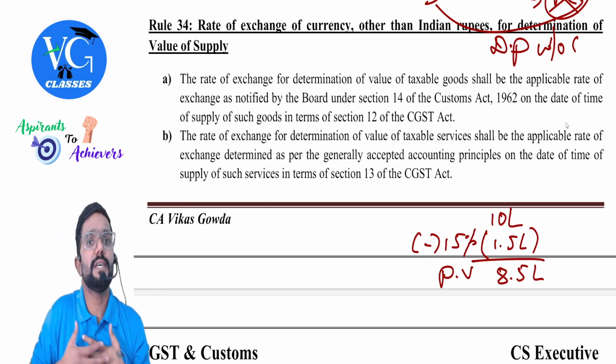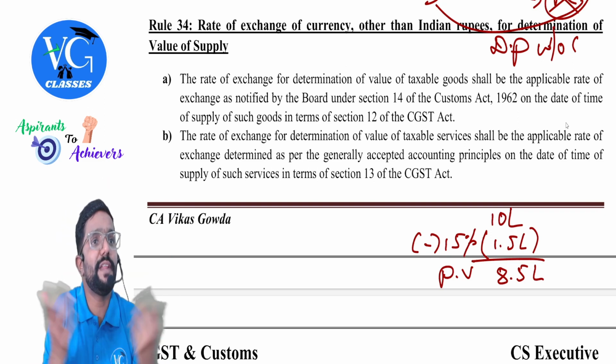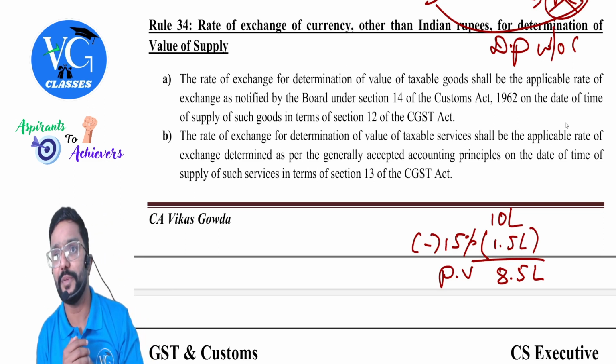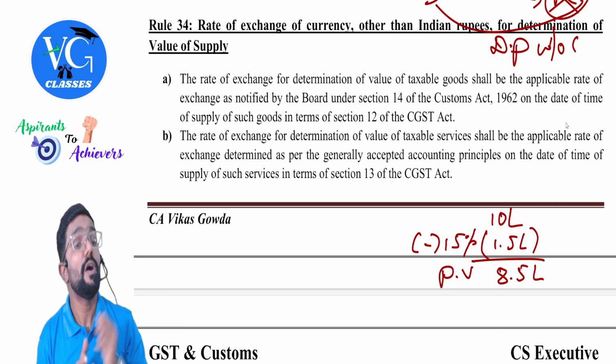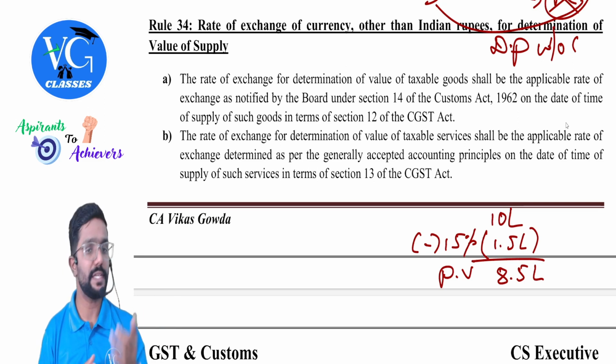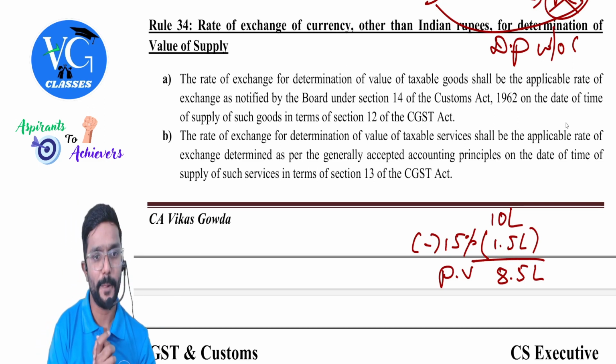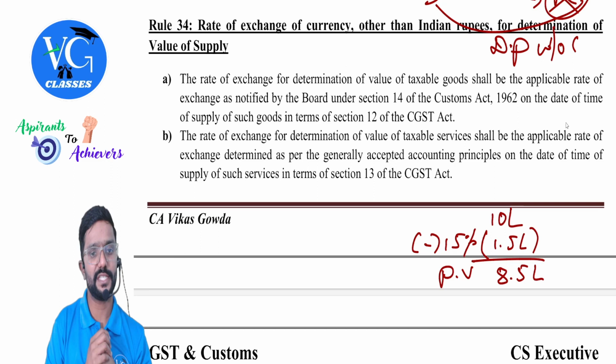So if by chance, sir, the supplier has received the money from the recipient in foreign currency, he should convert it into Indian rupees. What exchange rate should I take? On what day? Who will notify it? It is given in rule 34. For goods separate, for services separate, guys.